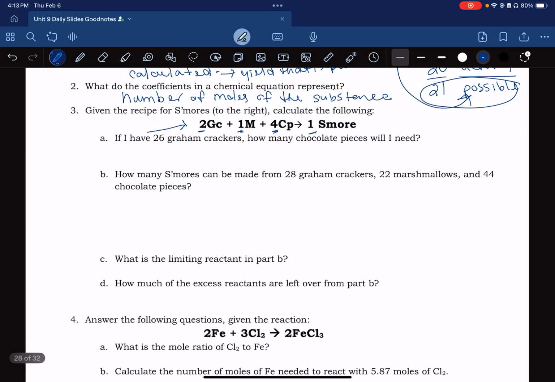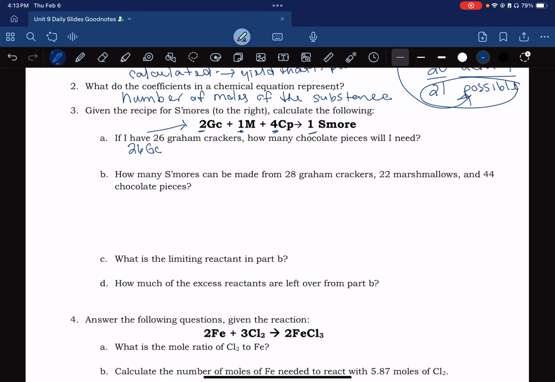All right, now it says, given the recipe for s'mores underneath here, calculate the following. If I have 26 graham crackers, how many chocolate pieces will I need? Time out. Anytime we're doing one of these where we have to calculate something or analyze our problem, just remember, you only have a couple of different methods that I've taught you to do these conversions and use these mole ratios. The first step, no matter what type of problem it is, is to write down the number that's given. In this case, we have 26 graham crackers, which we are going to label as GC.